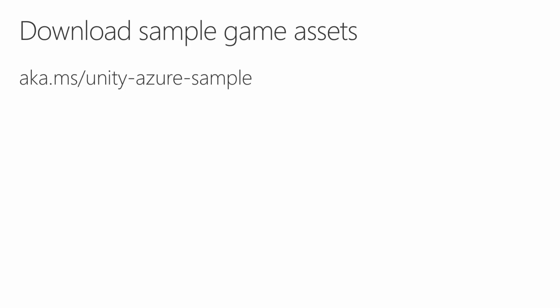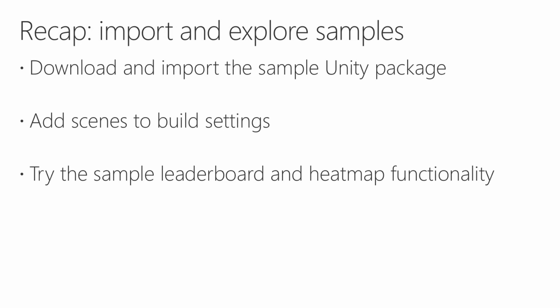All right. So let's recap a little bit one last time. We imported the sample game assets, and then we had to make sure that we added the scenes that are in that new package we imported to our build settings. And then finally, we just ran the game from the menu scene and did some races to get some data into our easy tables, and then checked out the leaderboard and the heat map to see the telemetry and leaderboard data in action.